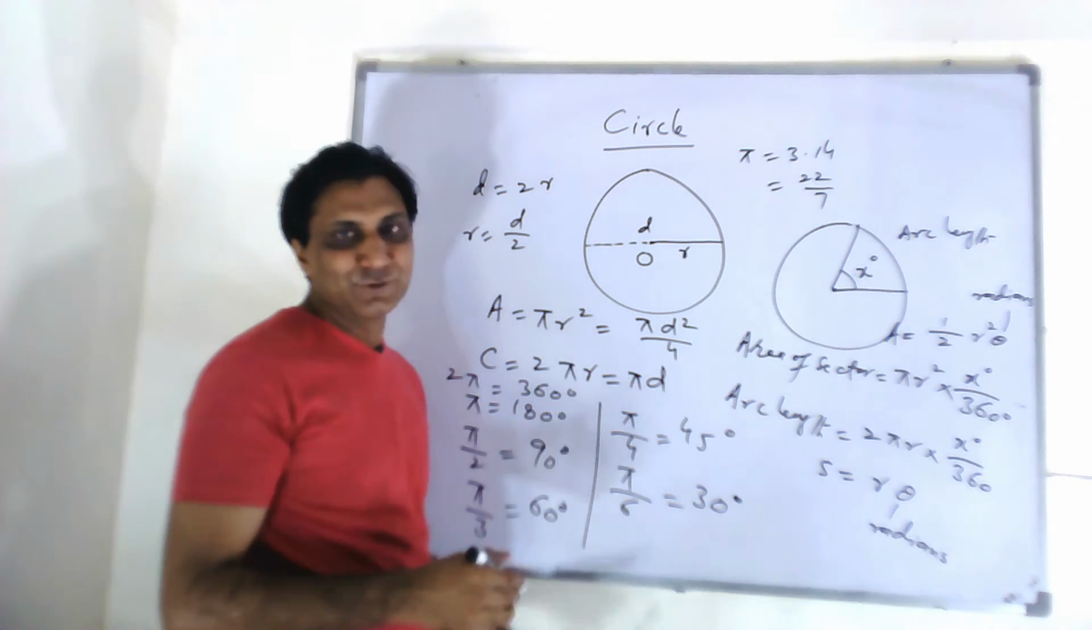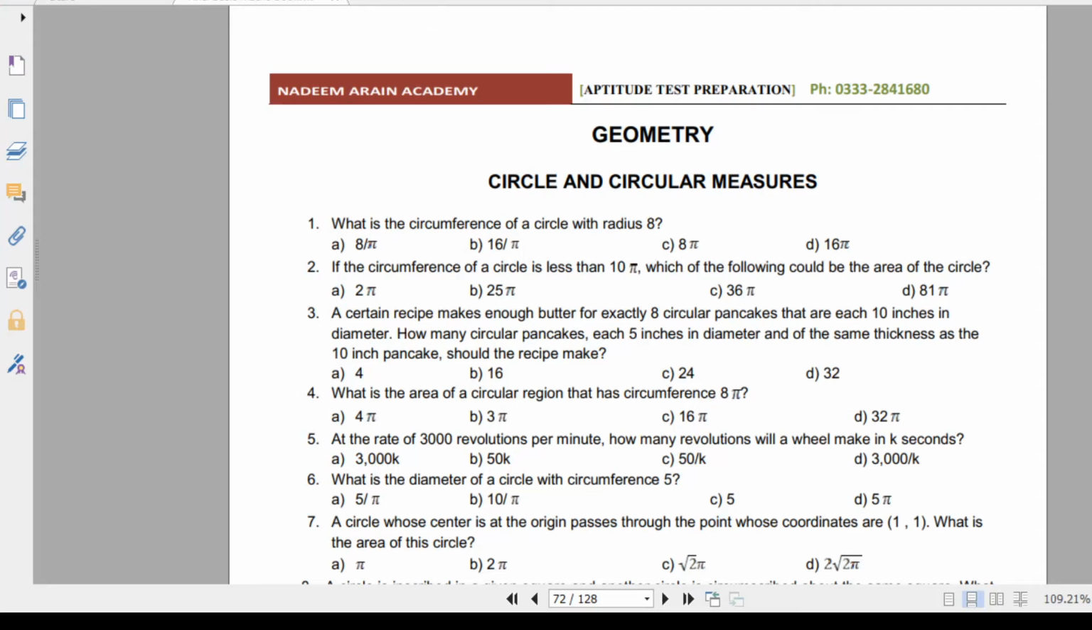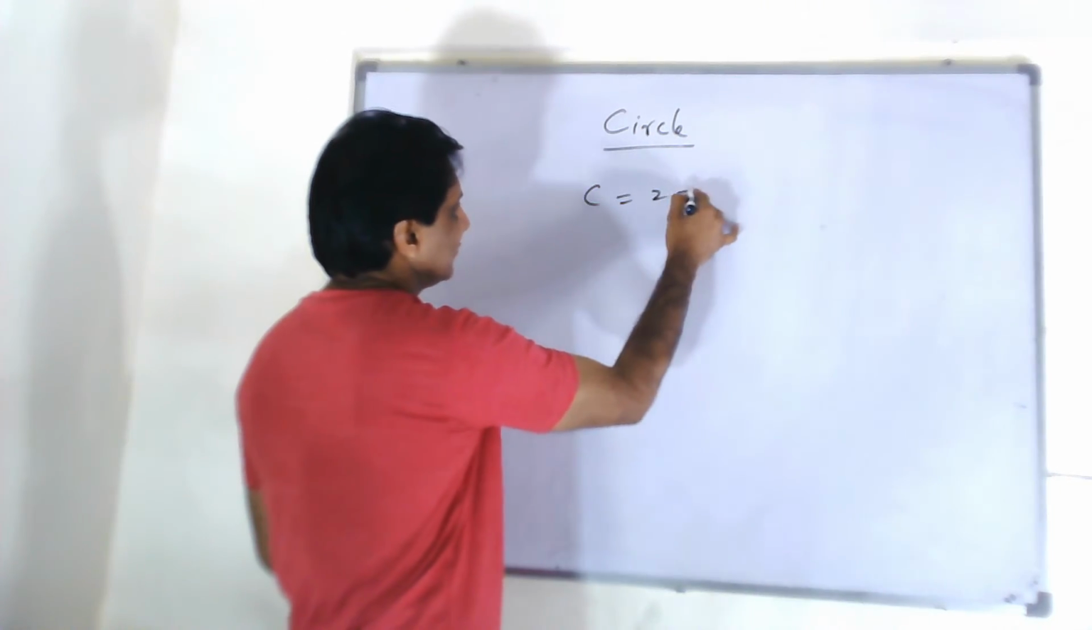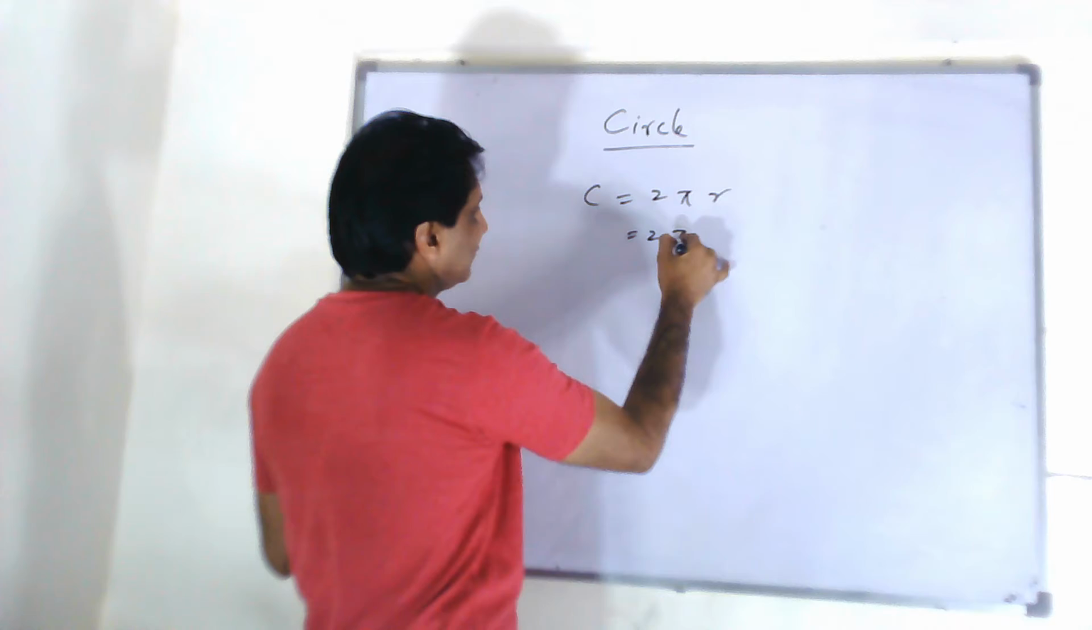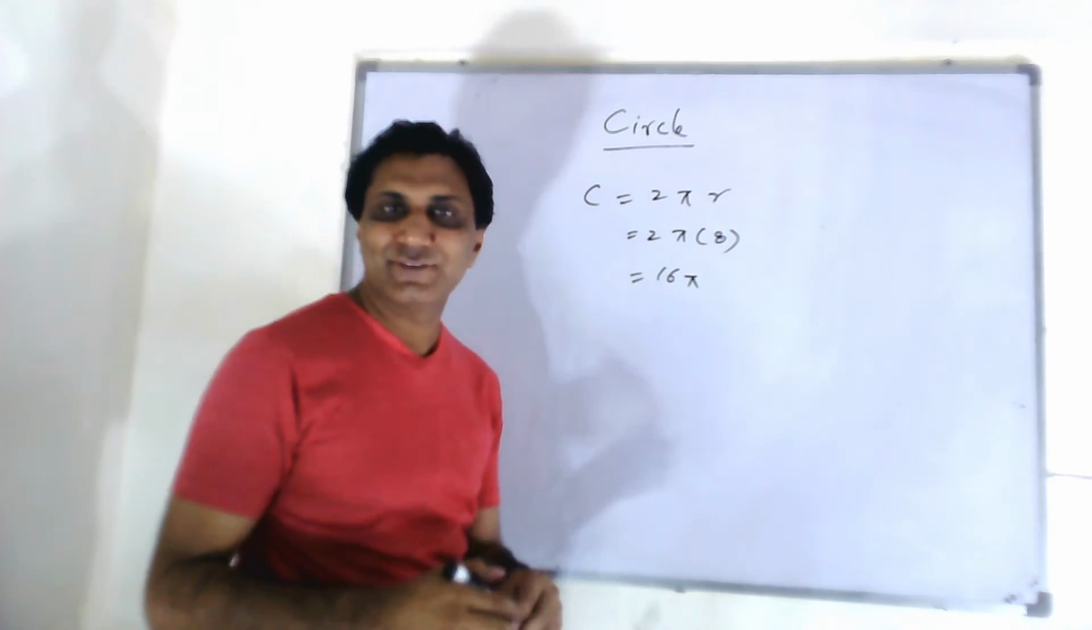Okay, let's move to the questions. Question number 1 is, what is the circumference of a circle with radius 8? So this is quite easy. Circumference is equal to 2 pi r. So 2 pi 8, so it's 16 pi. That was an easy question.